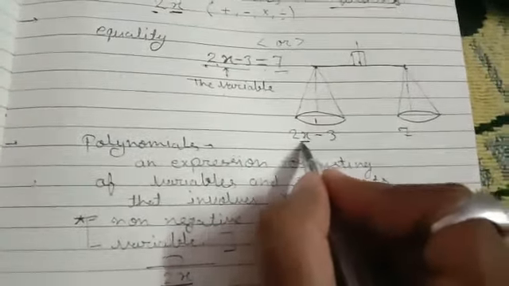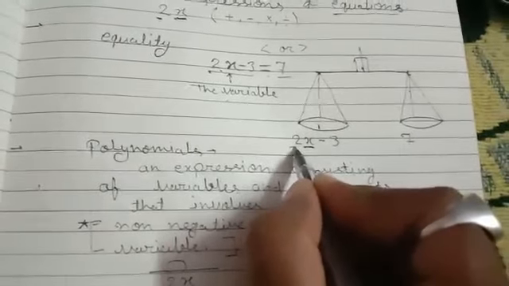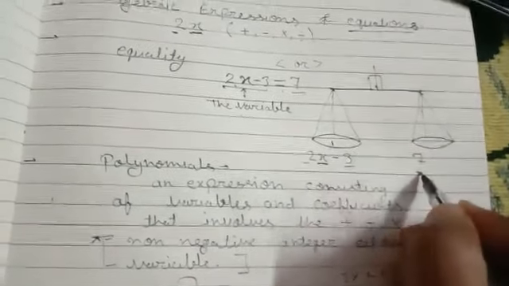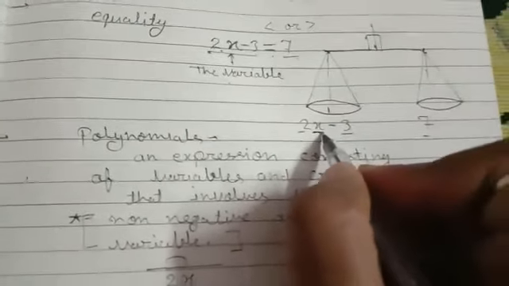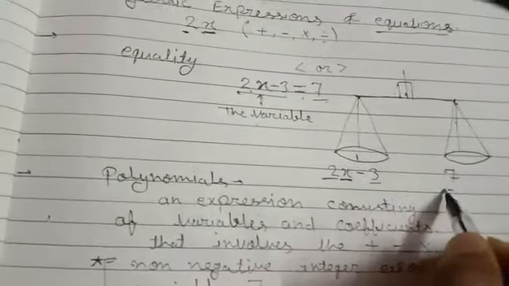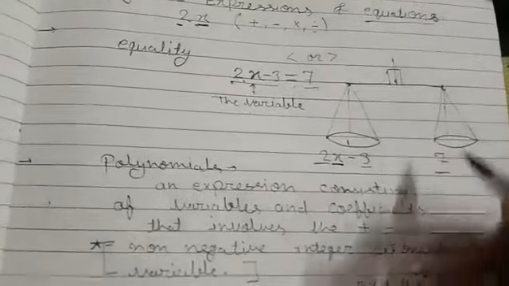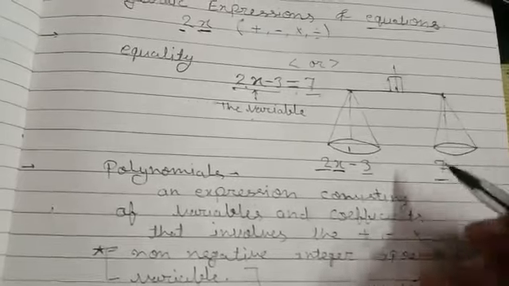Now if we want to solve the equation, what is the solution of the equation? We have to find out the value of this variable, because 2 is a constant, 3 is a constant, 7 is a constant. What is the variable? x is the variable, and we have to find out the value of this x. Now there are two methods we can use to solve this. Let's take an example from our daily life.